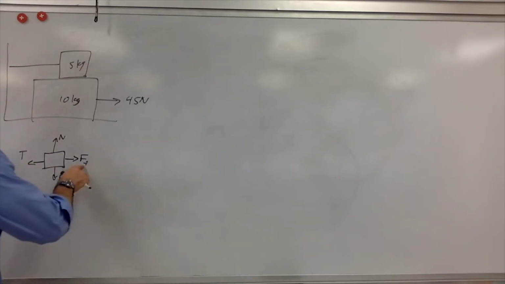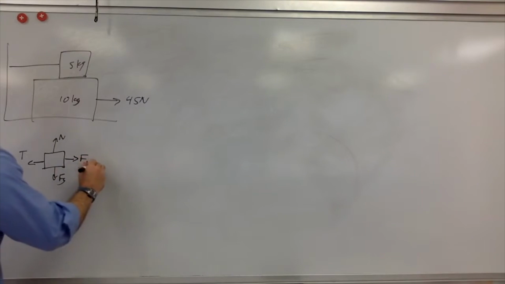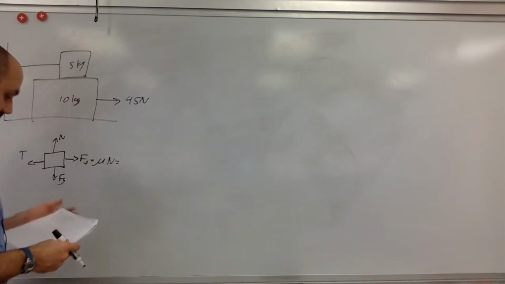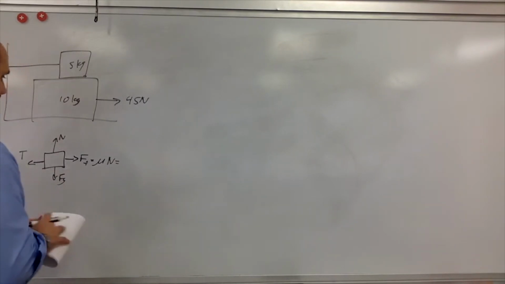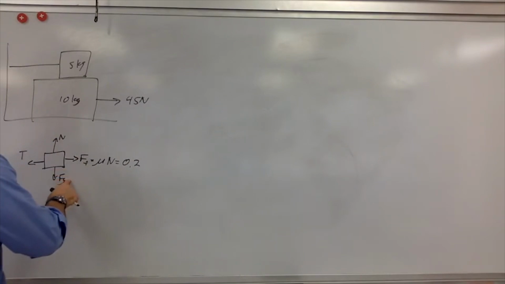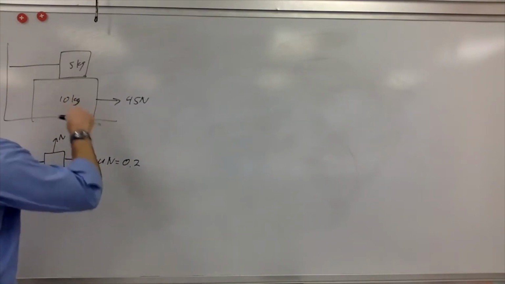And so I need to find this friction force. Well, this is mu times n, and mu, between all surfaces, as it says, is 0.2. So this is 0.2 times the normal force, which is equal to the force of gravity. And so that's going to be 50.